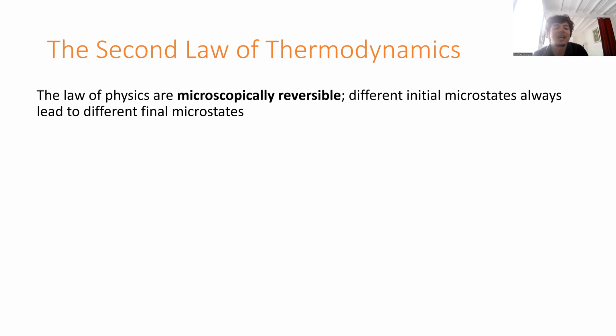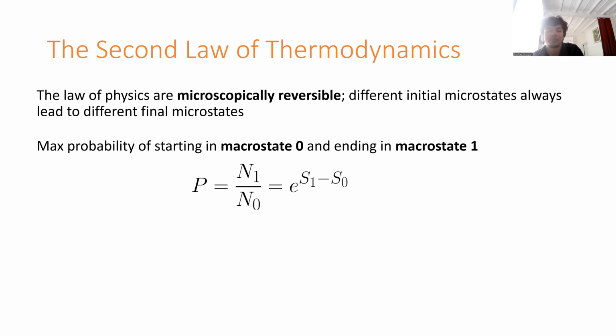And the second law of thermodynamics just says that, look, the laws of physics are microscopically reversible, as we said at the beginning. That means different initial microstates have to lead to different final microstates. If I start with two different initial microstates in my system and evolve it forwards in time, they can't end up going to the same one, they have to go to different ones.